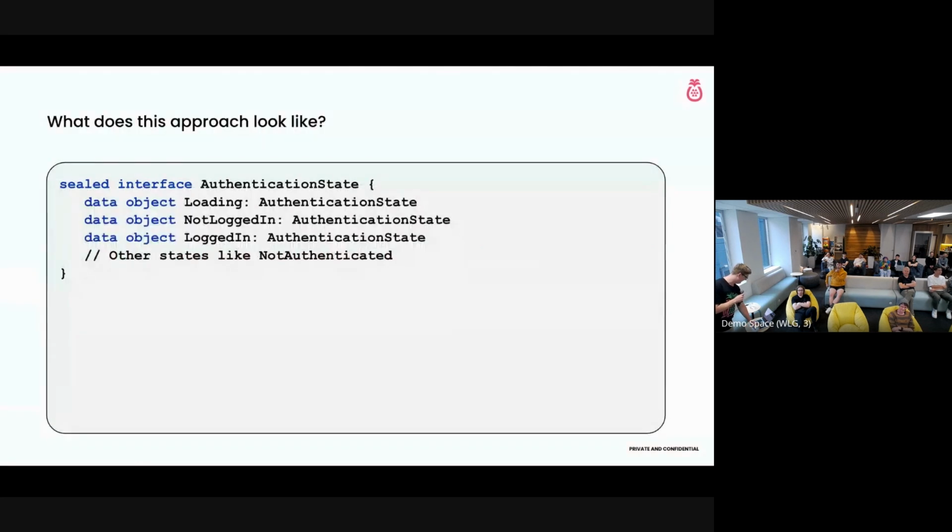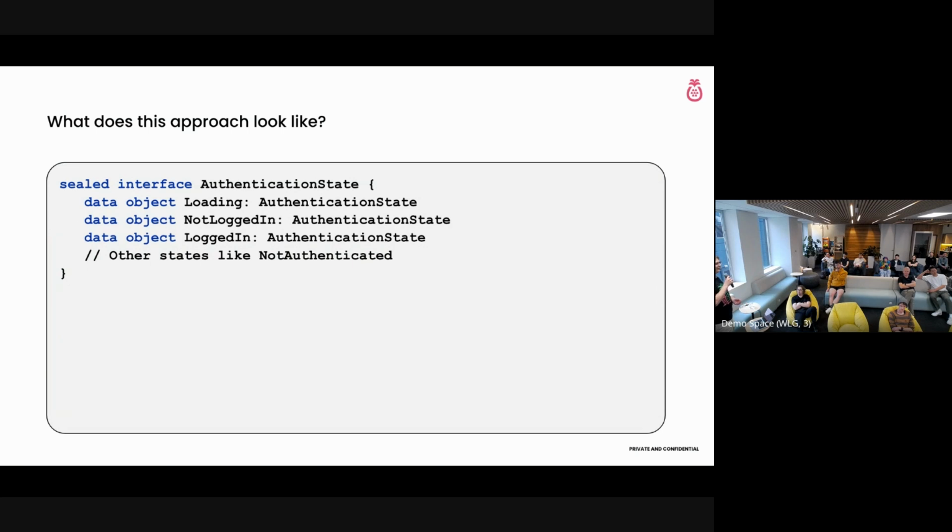So what does it look like? We start off by creating a sealed interface we call AuthenticationState. And this basically lists every state that could exist within our authentication. So for this pretty simple sample app, we have Loading. That's the state that's before it's decided whether you're logged in or not. And then we have NotLoggedIn and LoggedIn.